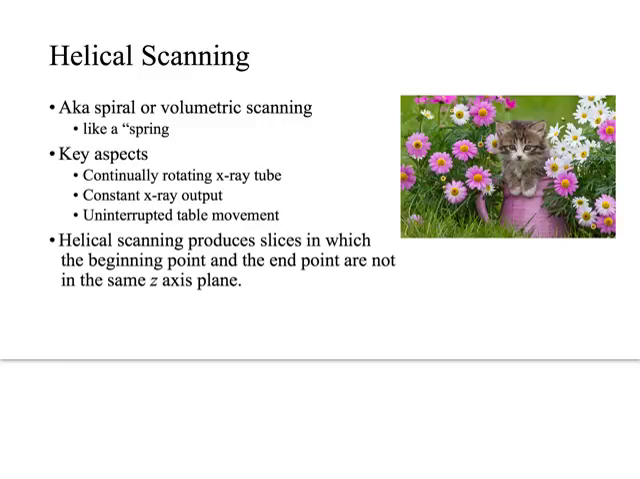And so the helical scan is going to produce these slices in which the beginning point and the end point are not in the same z-axis plane. What's that saying? It's saying it's a spiral. That's all that's saying.